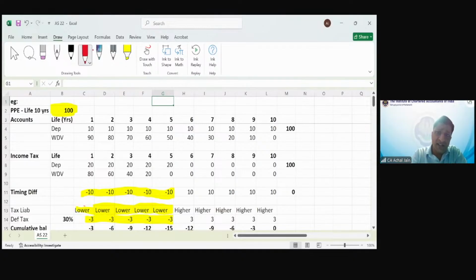When I go to sixth year, as per books, I'm considering a depreciation charge of 10, but income tax doesn't allow me any depreciation now. It says your depreciation amount will be 0. So what will happen in the 6th year? Can you tell me?